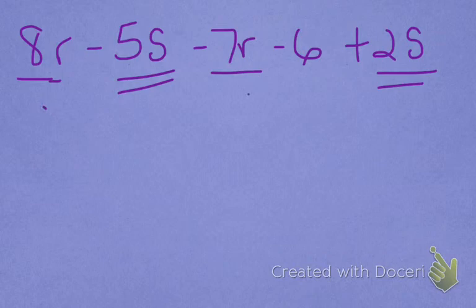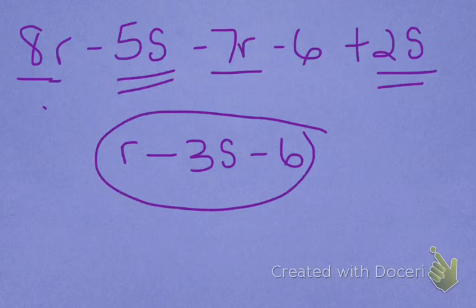So 8 minus 7 is 1. Yes, and 1R. You don't really have to write the 1. You could, but you don't have to. Now I have a negative 5S and a positive 2S. So you would subtract them, so it would be 3S. Positive or negative? Negative. Yes, so minus 3S. Really exaggerate that S, so it doesn't look like a 32. And then I don't have any like term with that one, so we're just going to make it negative 6.